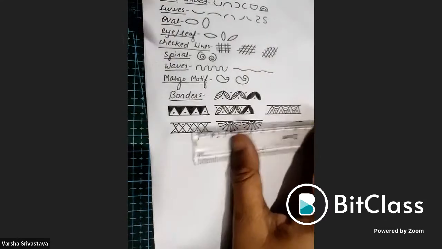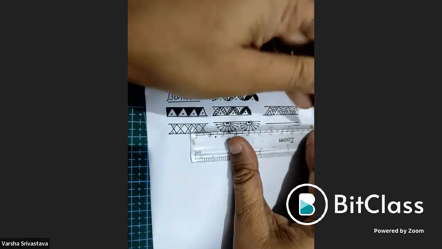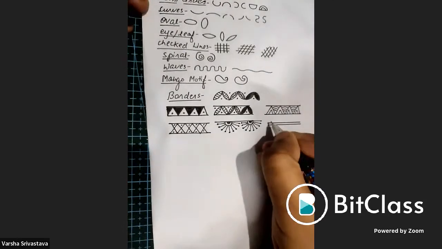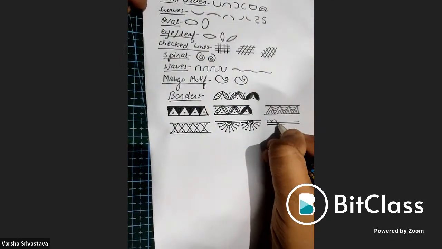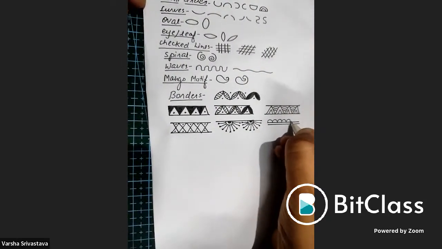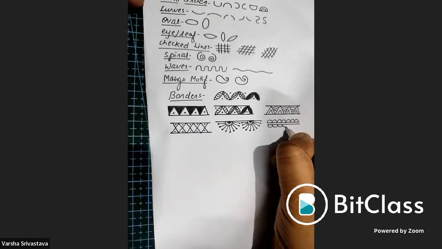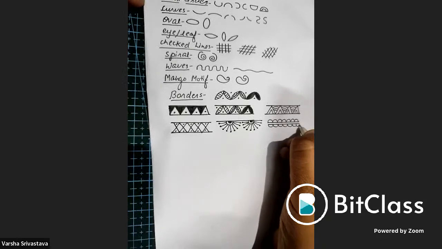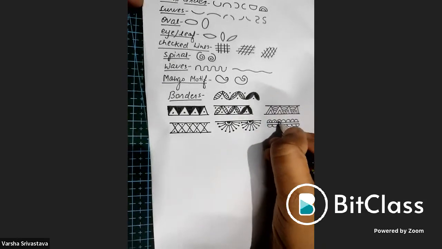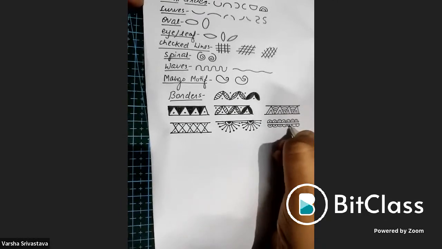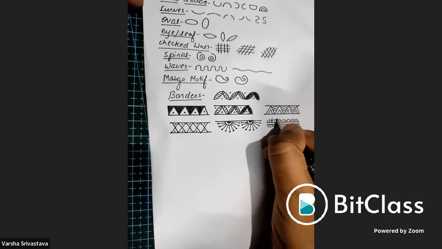Okay. Now in the next border, I'm making 2 close lines. And I'm making the semicircles on both sides. 2 close lines and the semicircles on both sides. I'm putting the dots. And I'm going to make the lines between the semicircles.